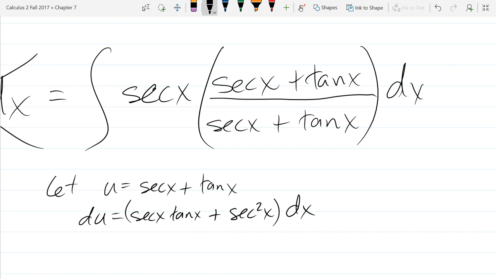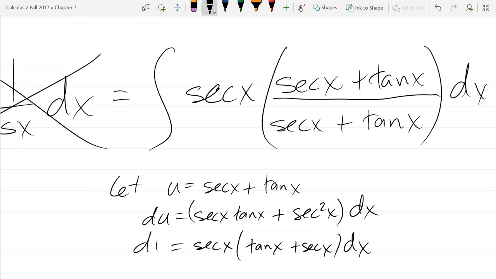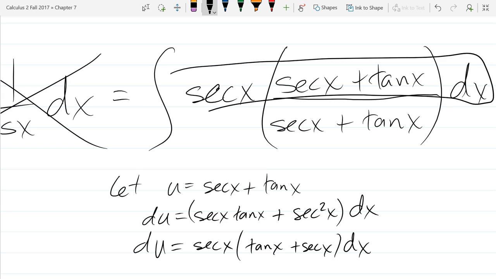Now, this is a perfect u substitution. I could use my favorite f word and factor. And I'm going to factor out a secant. They both have a secant. Now it should be a little more clear why this is a perfect u substitution. So this du is basically the entire numerator right here. That entire numerator is now du. So any questions on that, of why that's the perfect du right there?